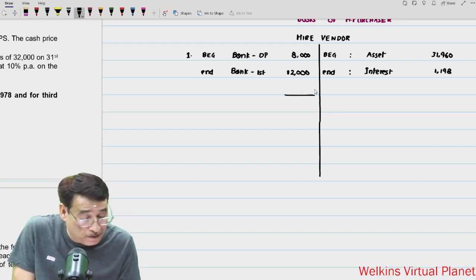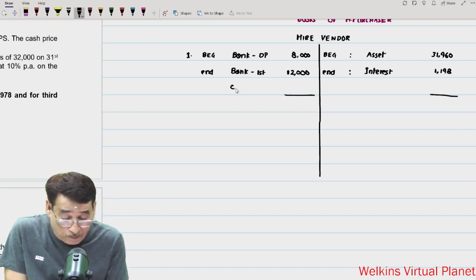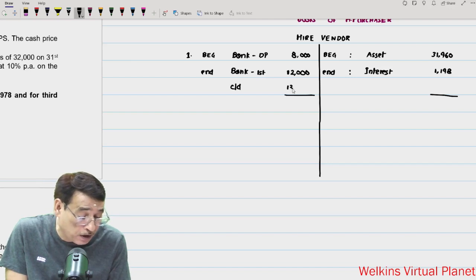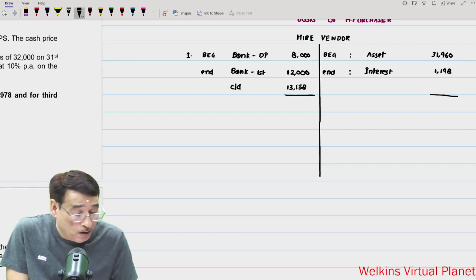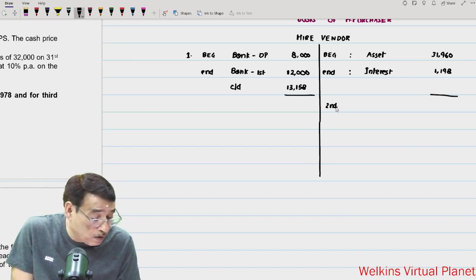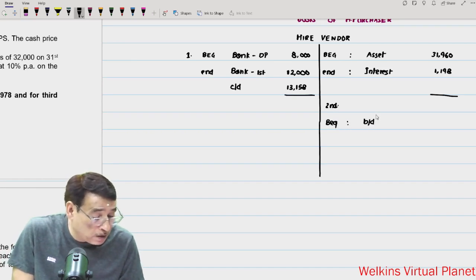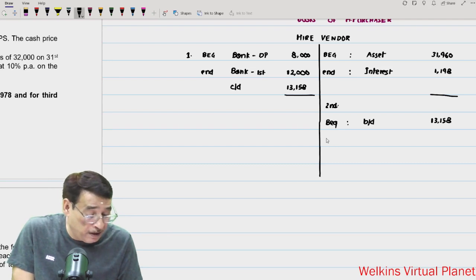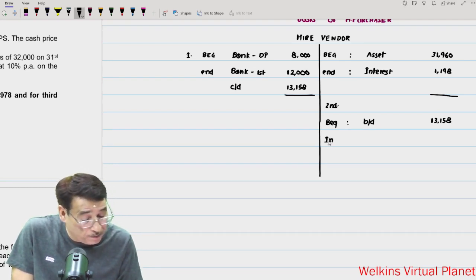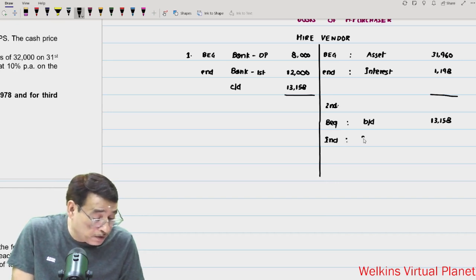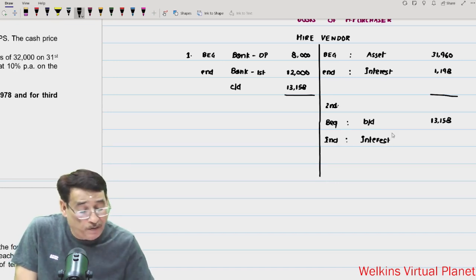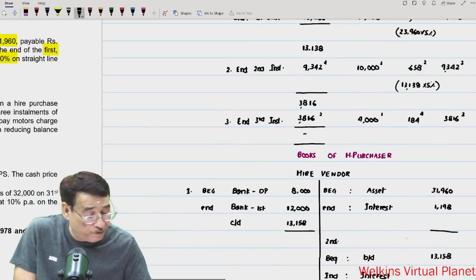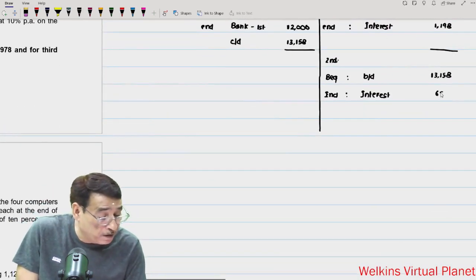So now we will balance it. The balance carried down will be equal to 13,158. Now you will come to the second year. In the second year, in the beginning, you will write balance brought down. Balance brought down is equal to 13,158. At the end of the second year, all you have to do is to pass the entry for interest due by interest. We have already computed interest earlier. Now, if you remember, in the second year, our interest is 658. So I will write here 658.